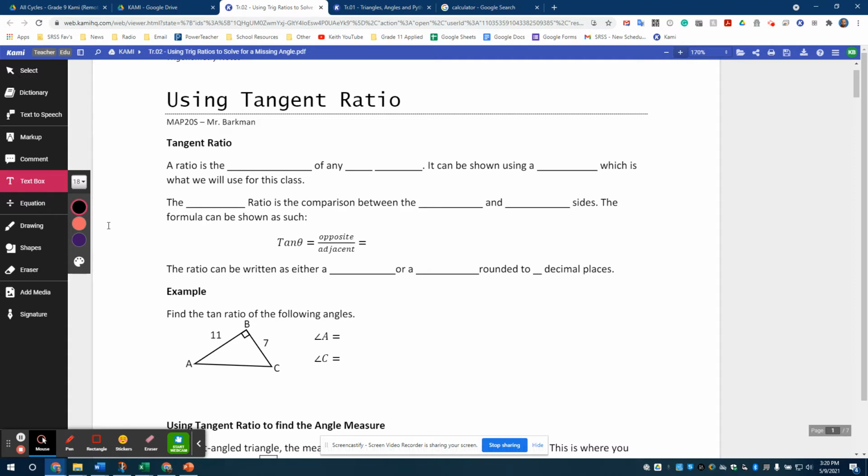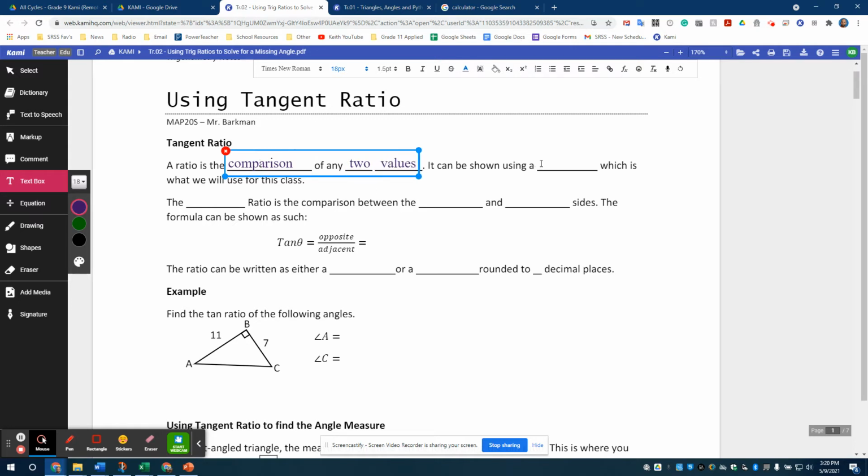Now, so I'm sliding right into this here. I'm not going to even break the video. A ratio, okay, and it's important that we understand this. A ratio is a comparison. Compare. Let's get that right there. Of any two values.